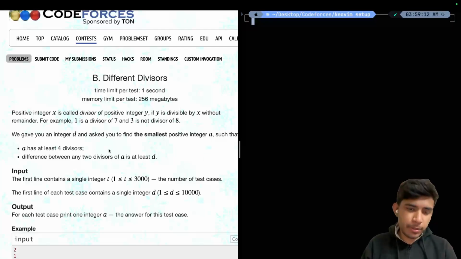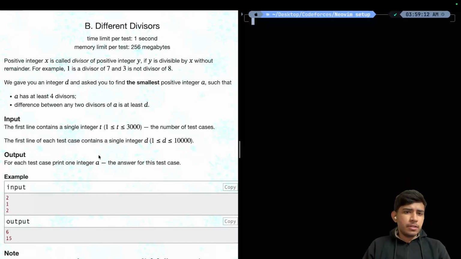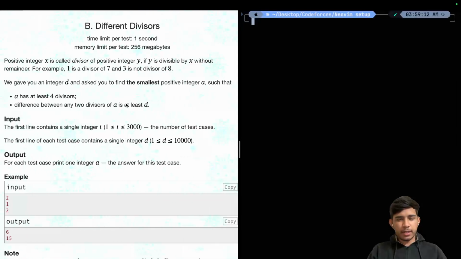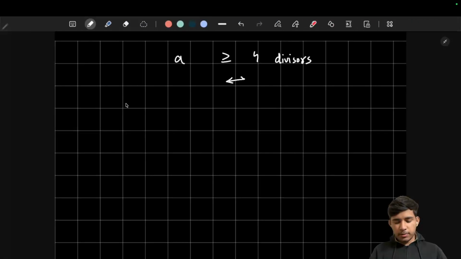So hello everyone. Today we're doing another problem, which is called Different Divisors. We gave you an integer d and asked you to find the smallest integer a, so that a has at least four divisors, and the difference between any two divisors of a is at least d. Basically, a has at least four divisors, and the difference between any two divisors is at least d, right?